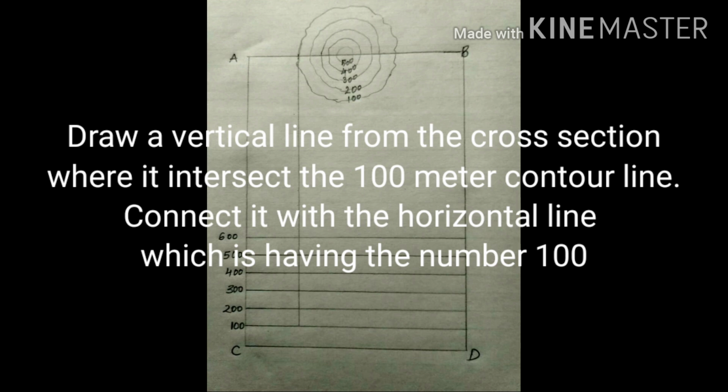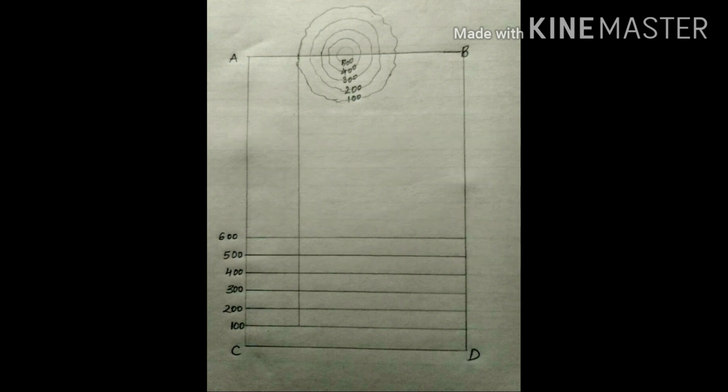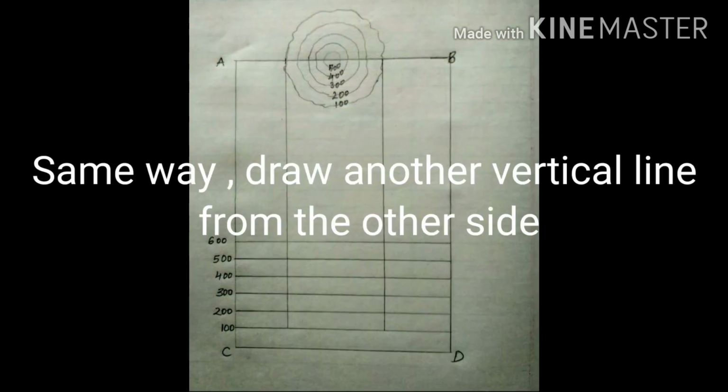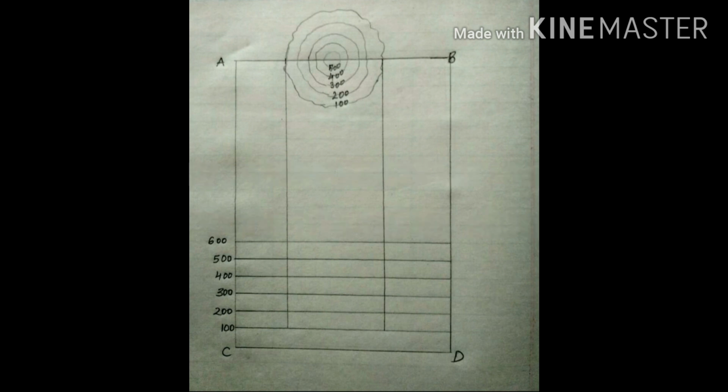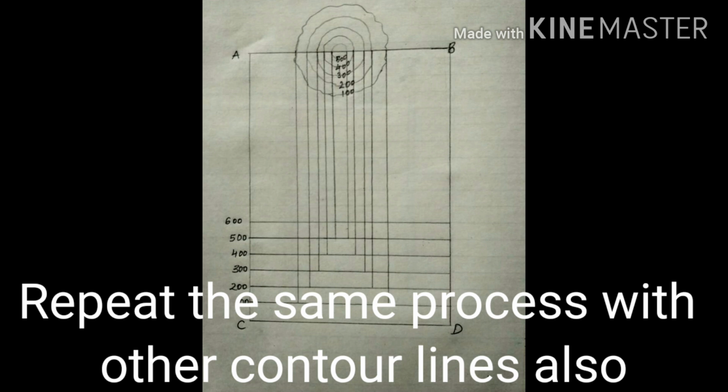Now draw a vertical line from the cross section where it intersects the contour line of 100 meter height. Connect the vertical line with the horizontal line which has the number 100. In the same way, from the other side also draw a vertical line from the cross section where it intersects the contour line with the 100 meter height. Connect the vertical line with the horizontal line which has number 100.